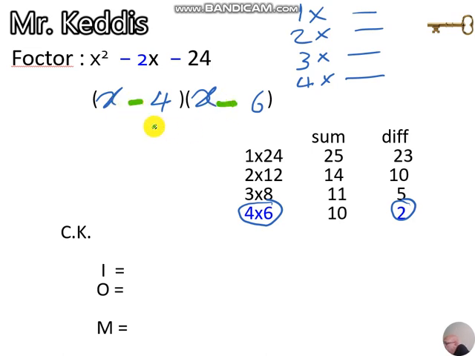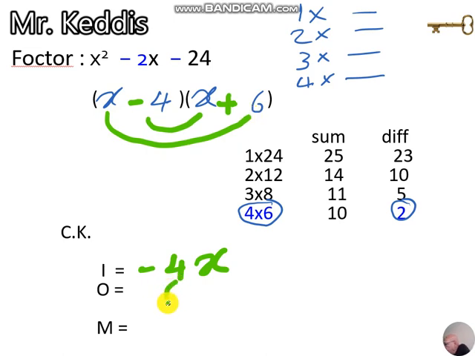To check the middle term, which should be negative 2x, the inner product is negative 4x. One is negative, one is positive, sorry. Negative 4x here, and the outer term, positive 6x. If I combine them, I get 2x, but the sign here is negative, so I need to switch the signs.